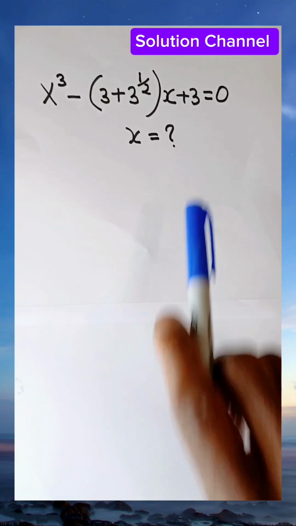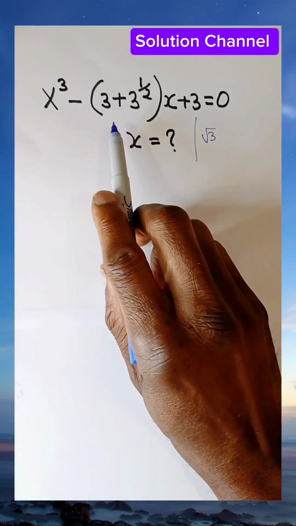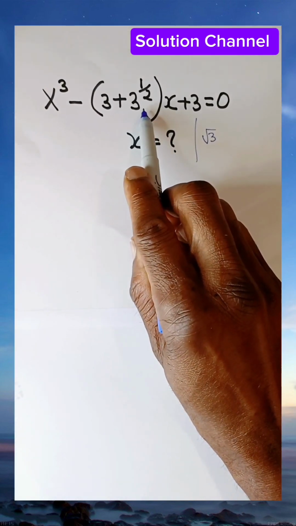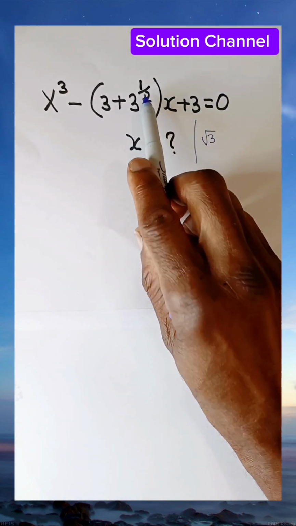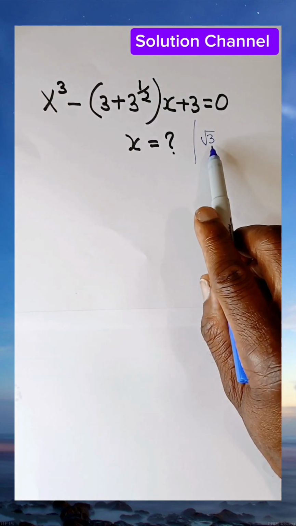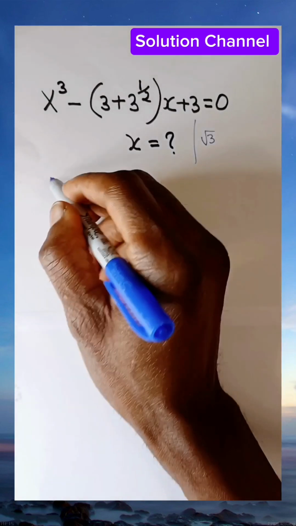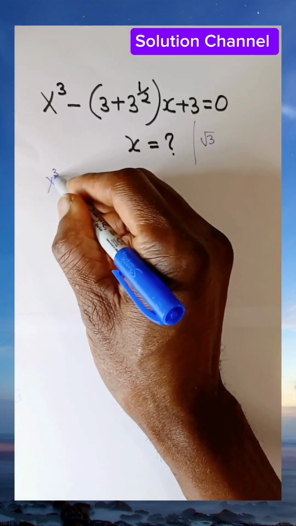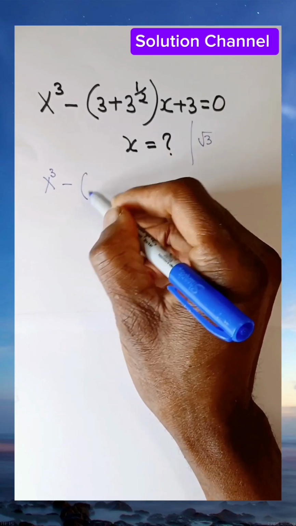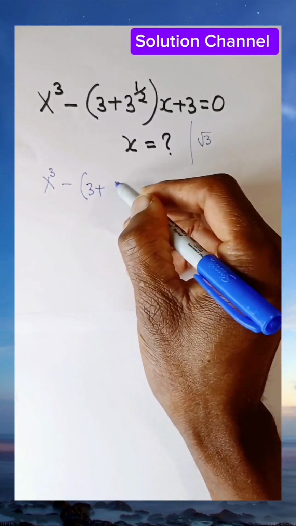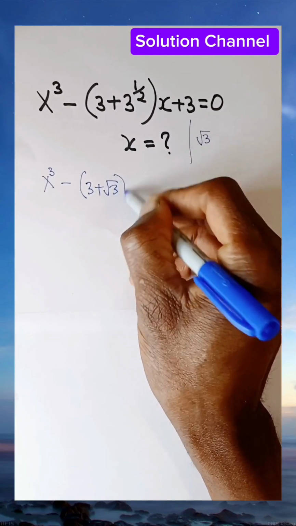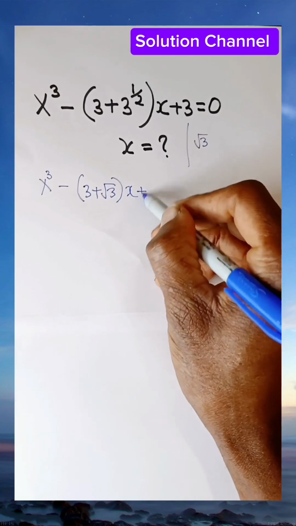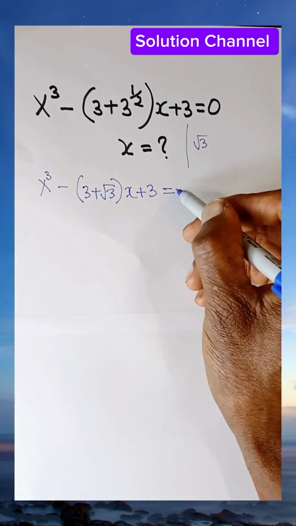Now let's get started. To answer this question, let us focus on the numbers in the parentheses. Here we have 3 raised to the power of 1 over 2. We can write it as the square root of 3. So the equation will become x raised to the power of 3 minus (3 plus the square root of 3) times x plus 3, and this is equal to 0.